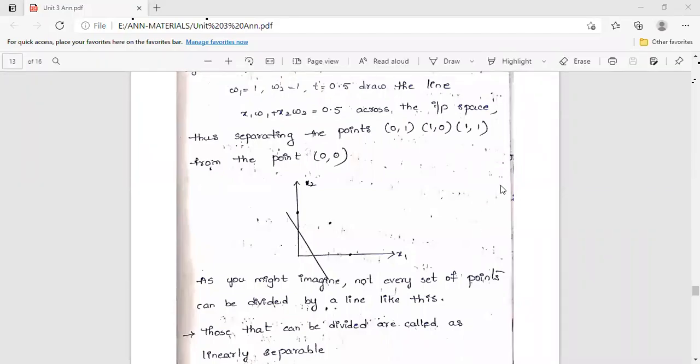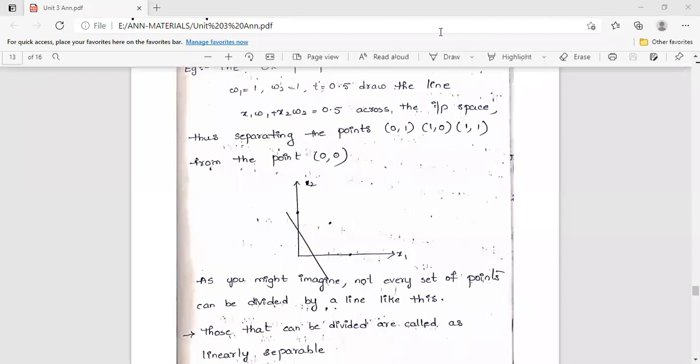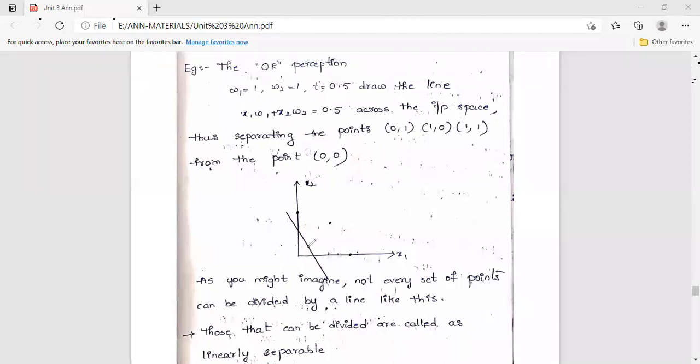So here we are dividing the total data points by drawing a linear line in between the data points. The data points that come down to this linear line are one category, and those above this line are another category. In this way we are going to separate, I mean classify, the data points, isn't it? This is about the perceptron as a pattern classifier.